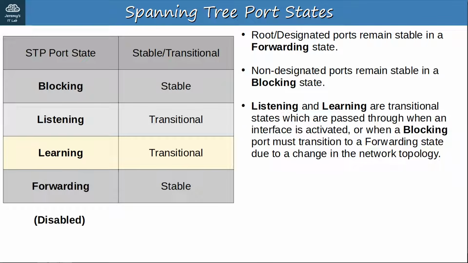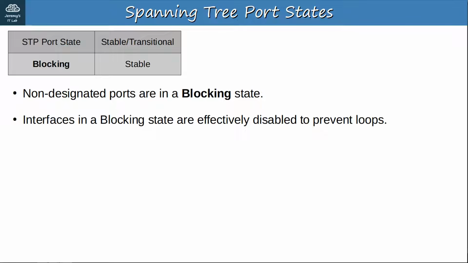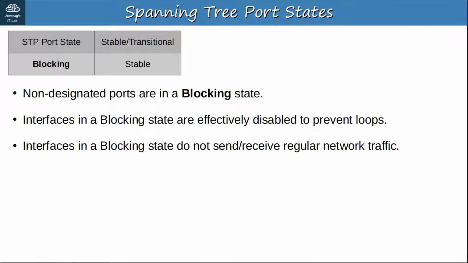Okay, let's take a look at these states, starting with the blocking state. Non-designated ports are in a blocking state. Interfaces in a blocking state are effectively disabled to prevent loops. This is what makes spanning tree work, disabling redundant interfaces to avoid loops. Interfaces in a blocking state do not send or receive regular network traffic. Any regular traffic that arrives on an interface in a blocking state will simply be dropped.